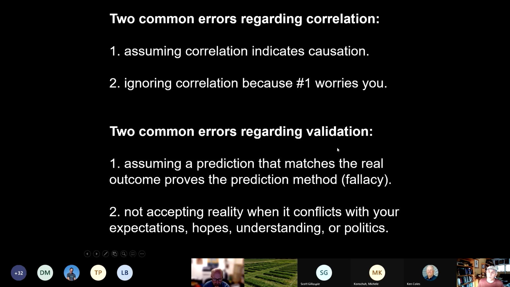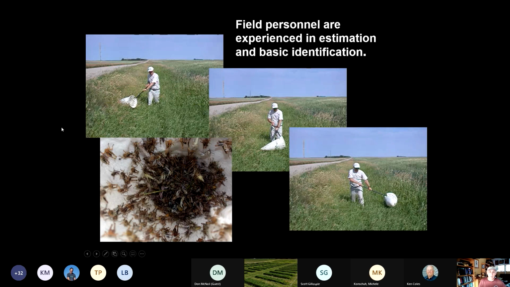There are common problems with validation. If we have a model or an understanding for what a pest does in the field and then we make a prediction and we find out that it comes true, we sometimes think the model is correct, and that's not necessarily the case. And sometimes we actually have reality that we don't want to accept because we don't like the answer. So there are all kinds of interpretation issues after the sampling comes into play. But the starting point is the sampling.